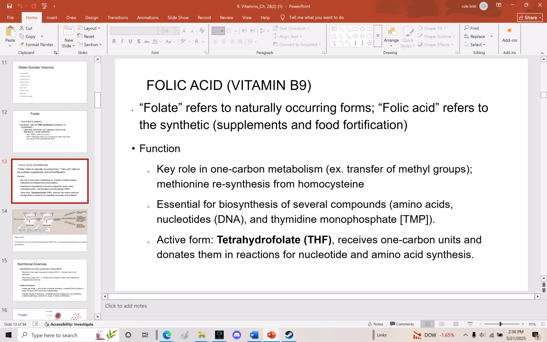All right, we're doing great. Thiamine pyrophosphate is important as a coenzyme in decarboxylation reactions. True. Good job, guys.